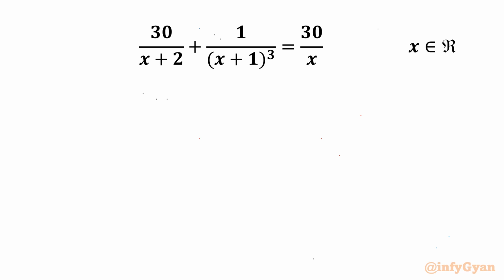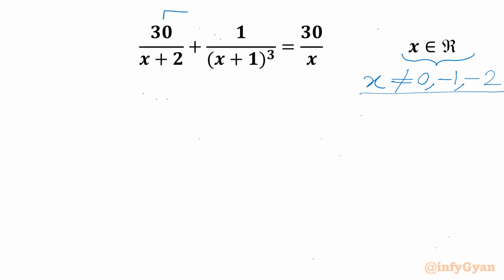In this video, we have another very interesting question from rational equations: 30 over x plus 2 plus 1 over (x plus 1) whole cube equal to 30 over x. We have to find out real solutions. So let's get started by writing denominators cannot be 0. So we can write x can't be 0, x can't be negative 1, x can't be negative 2.